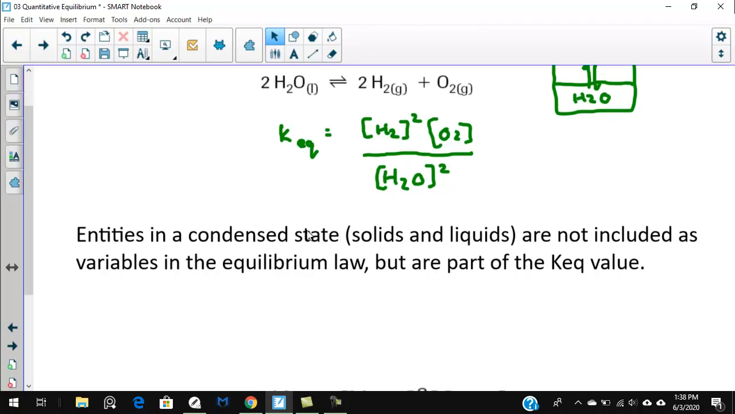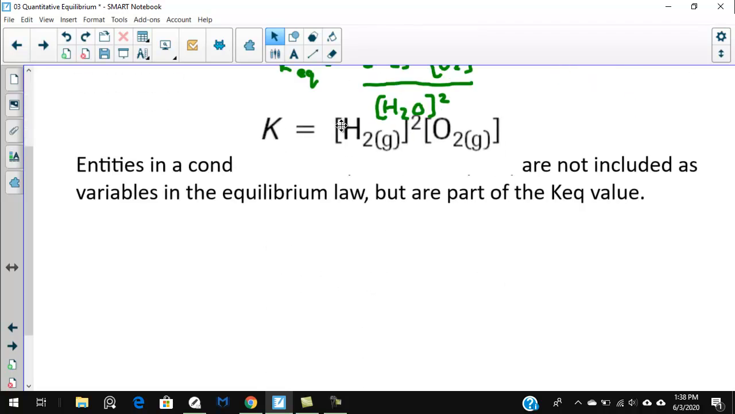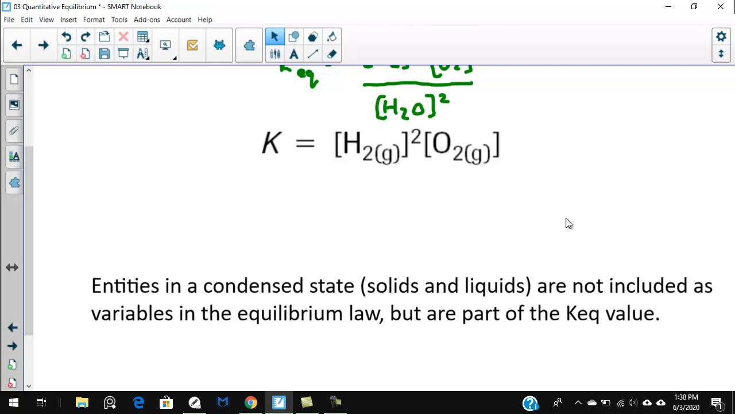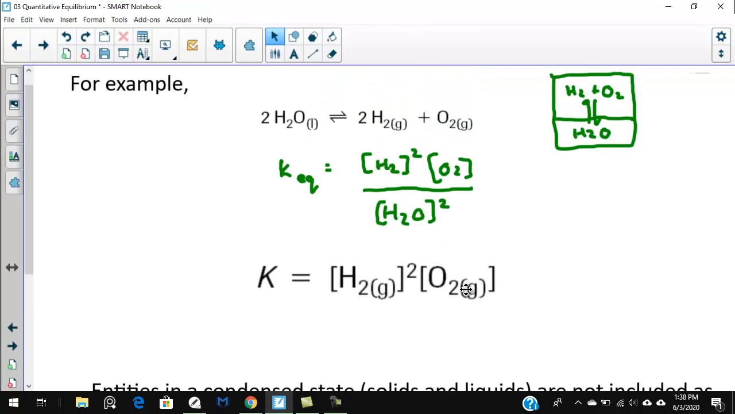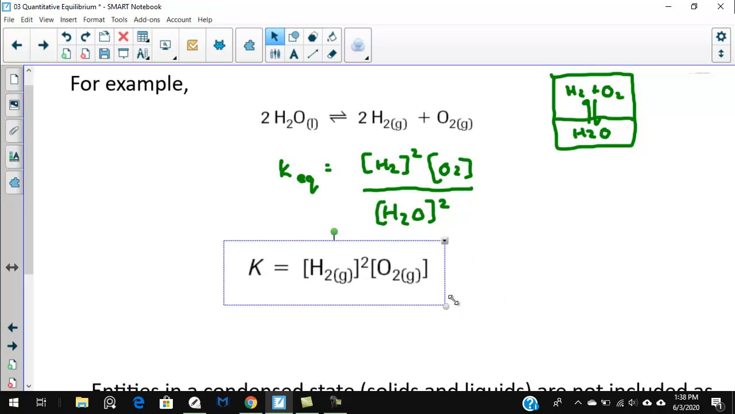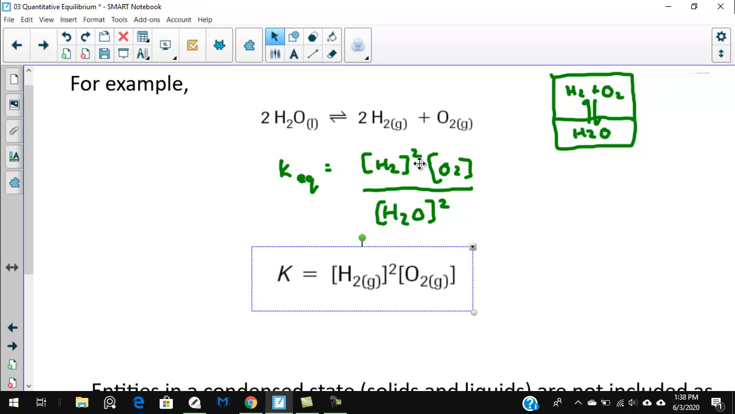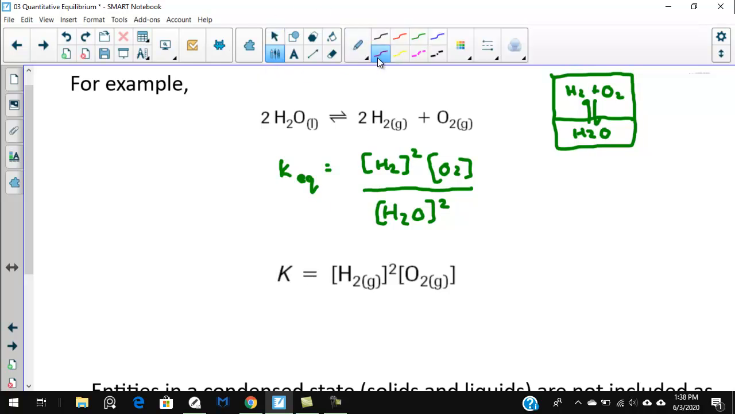So when we rewrite this, we would take this and rewrite it so that it looks like this. The K for this particular equation would be much simpler. We can actually lose the water. It has no effect on the calculation. And the ratio would just be the ratio of H2 squared to O2. And that would be the end of it, because you can't have the concentration of a liquid or a solid. We don't have one in this particular equation. Okay, and so that would tell us that for this particular equation, that's what the equilibrium law expression would look like.